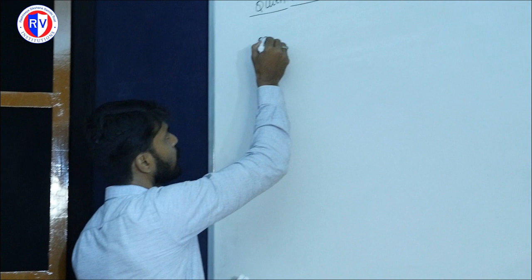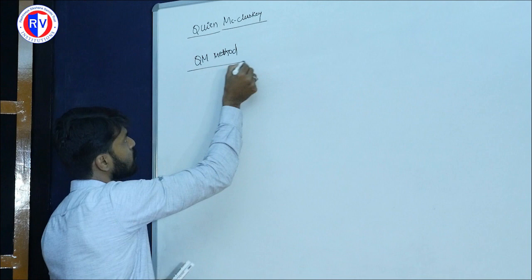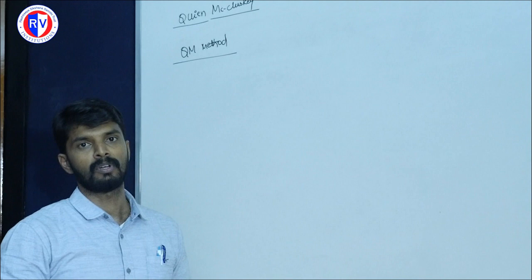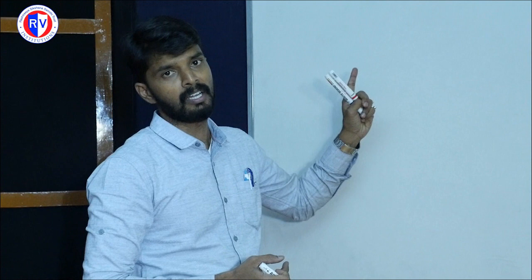In order to overcome this problem, Quine and McCluskey introduced a new method called the Quine-McCluskey method, that is QM method. This method is basically algorithmic in nature. With the help of the algorithm, if we execute it in a computer, it will give the result in a fraction of time. But the disadvantage of this method is that if we want to do it manually, the procedure will be too lengthy.